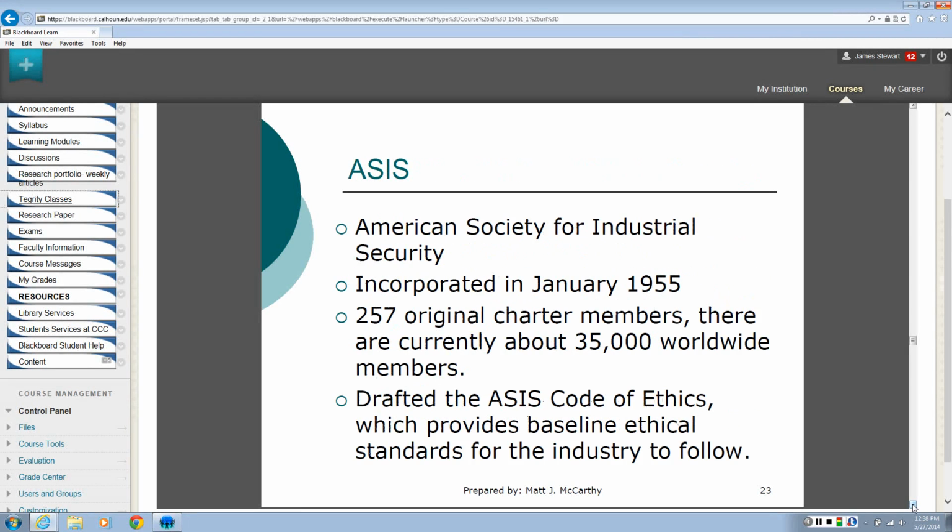And here's something to take a look at. If you go to, I believe it's www.asis.org or asis.net or com. I can't remember which one. I think it's ASIS dot something is the website. But that is the national or international trade organization for private security. The private security field here in the United States, actually worldwide.